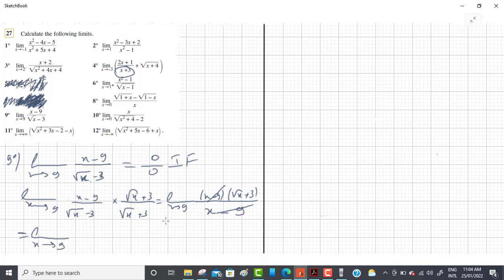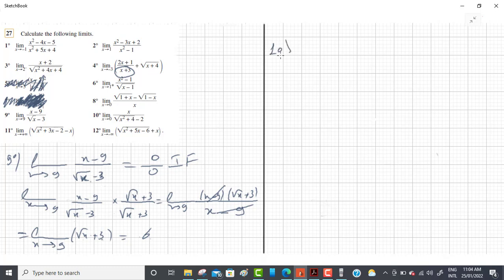So limit as x tends to 9 of radical x plus 3: radical of 9 is 3, plus 3 is 6. You can see that as long as I have x, I'm writing limit. When I replace x by the value that it's tending to, I stop writing limit. But as long as I have x in the expression, I am writing limit.